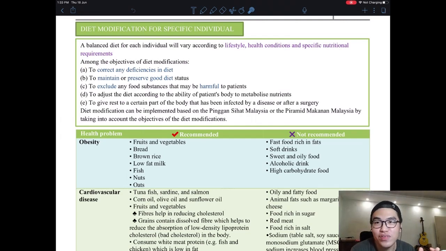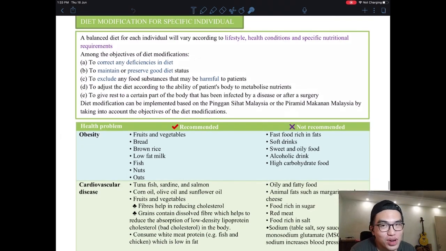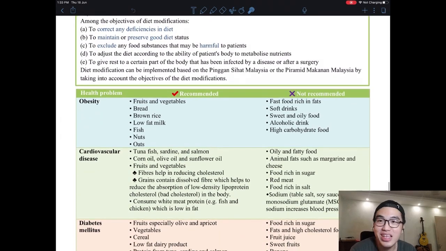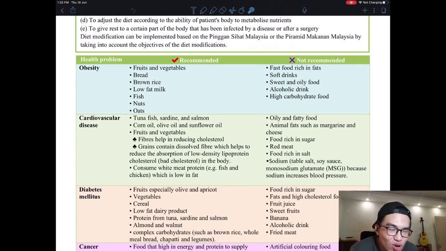So every one of us knows the food pyramid, but how many of us really follow that? That is a very good question. That's why obesity in Malaysia is so common. In fact, it's so common in many developing countries. Malaysia is considered one of the most obese countries in the world. So what's wrong here? Let's look at what health problem you have and what you should and should not eat.